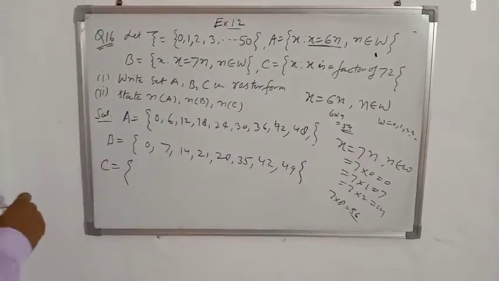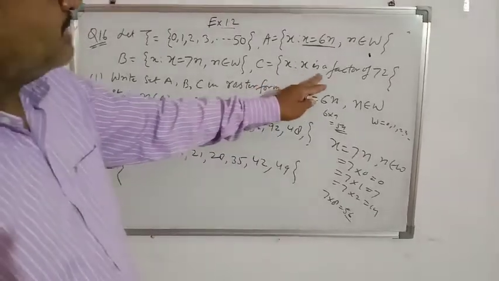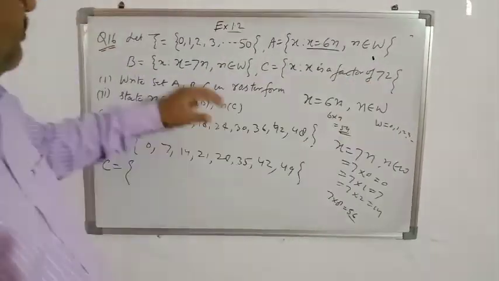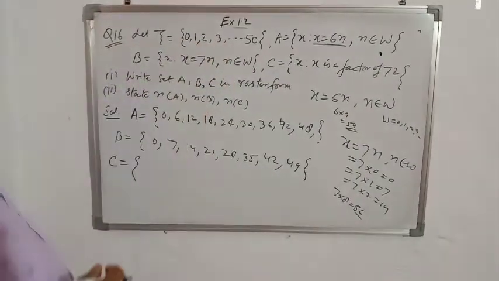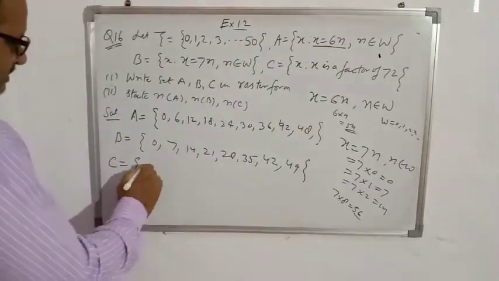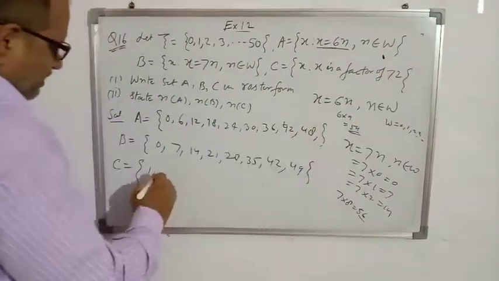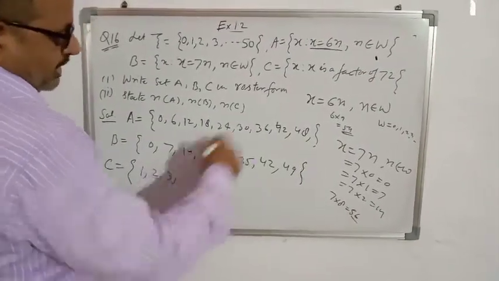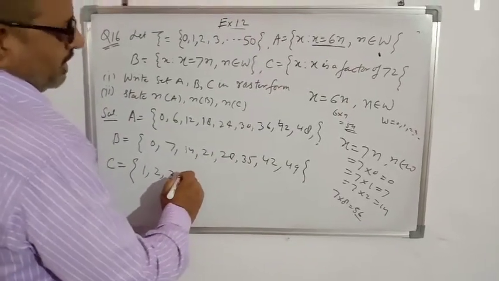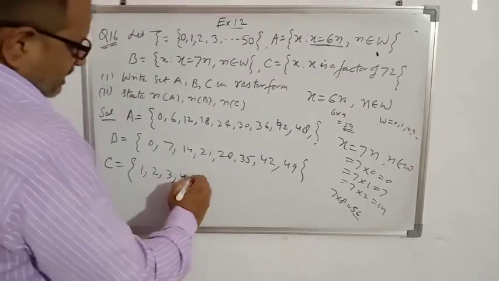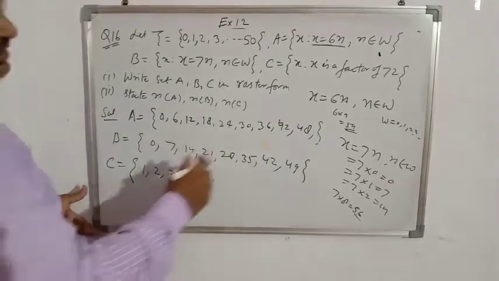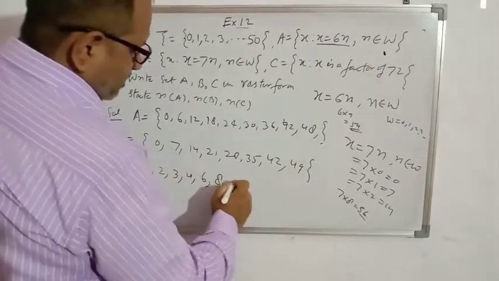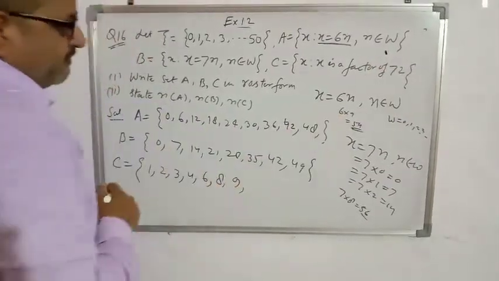See the third one, set C. x such that x is a factor of 72. So we have to write all the factors of 72 which lie in the universal set. So the first factor is what? 1. 1 can divide 72, so 1 is a factor. 2, 72 is divisible by 2. 3 also divides 72. 4 also divides. Then 6. 7 does not divide it. Now 8 9s are 72. 9 also divides 72, so 9 is a factor.